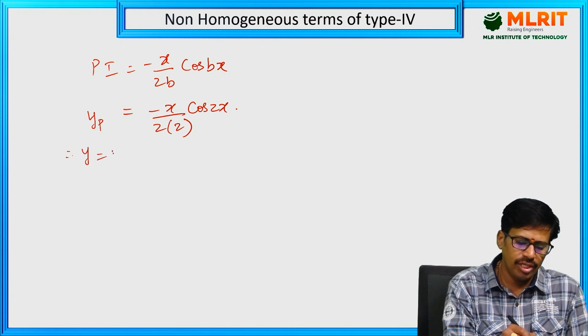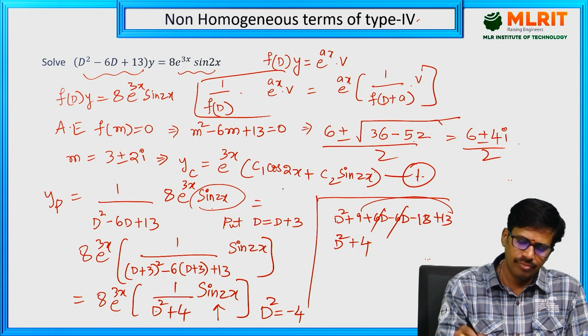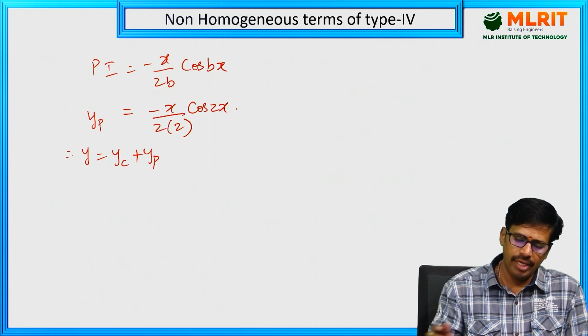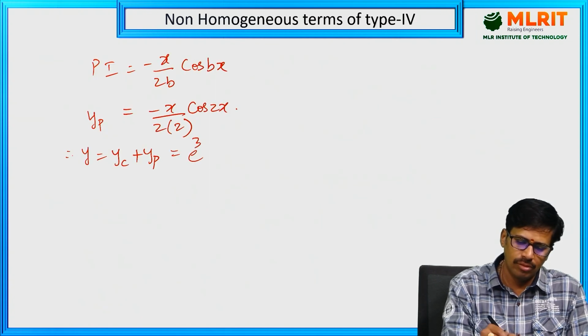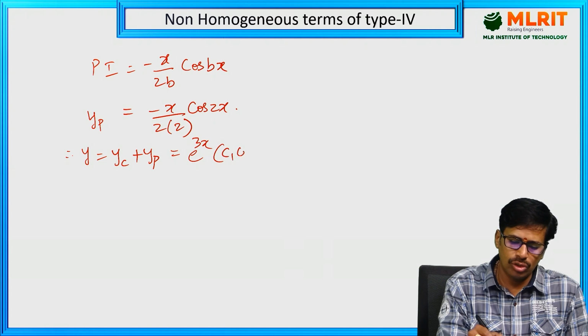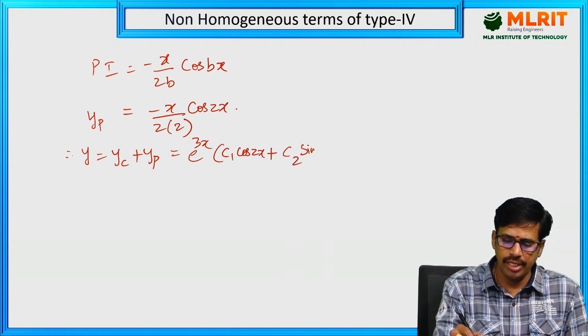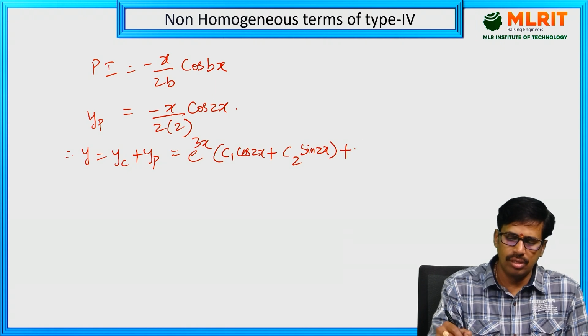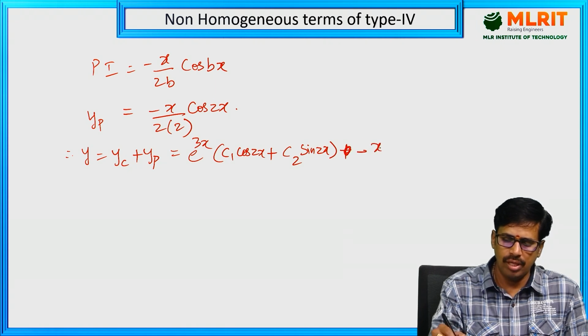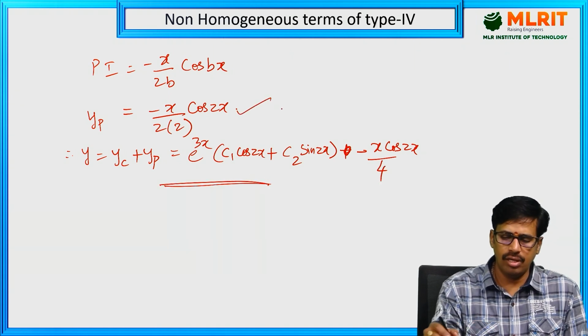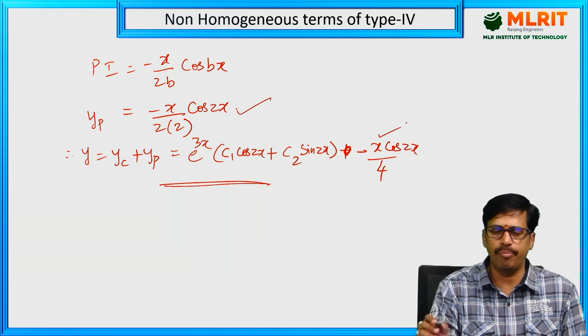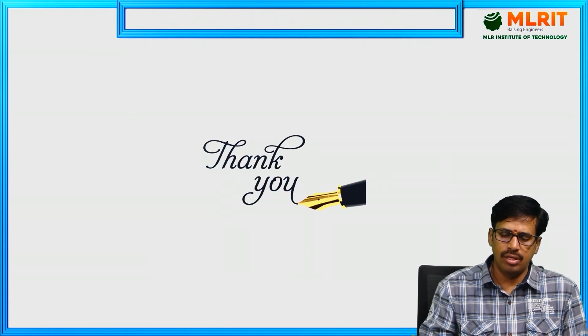Now the general solution is y equals yc plus yp. What is yc? e power 3x into c1 cos 2x plus c2 sin 2x, plus x cos 2x divided by 4. This is the particular integral. So write down yc plus yp. Thank you.